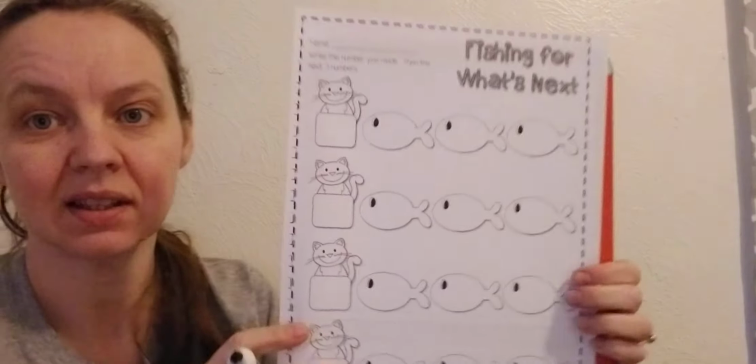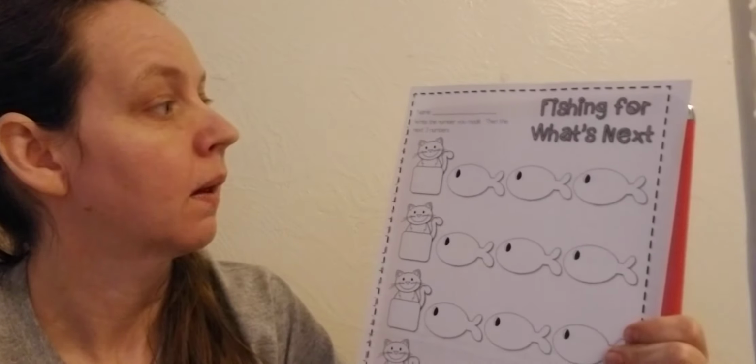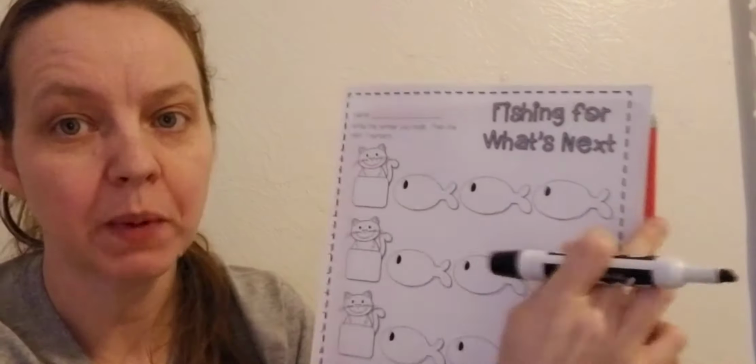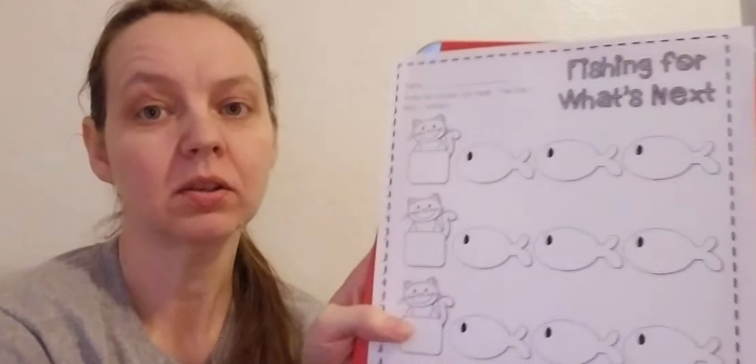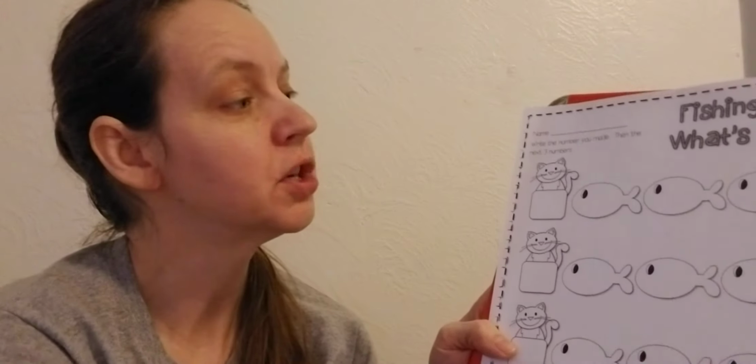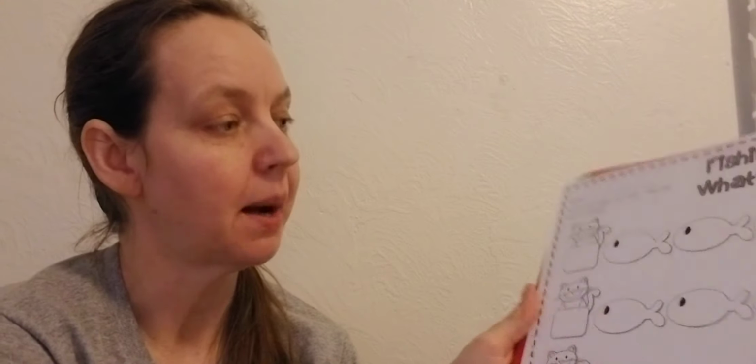All right, now you're going to go ahead and get out your paper that looks like this. It's got a cat and then some fish. A cat in the first box and then 3 fish after it. Go ahead and get that paper out. We're going to do it together. So hopefully everyone's watching this video, and then you're going to do this page right along with me today. All right, so it says, write the number that you made and then the next 3 numbers.